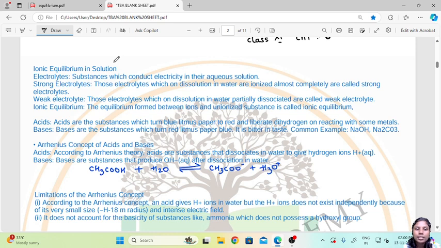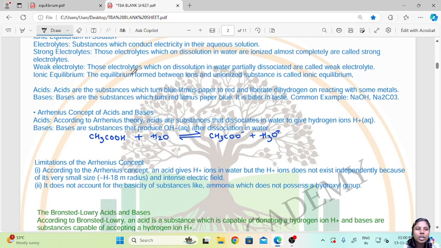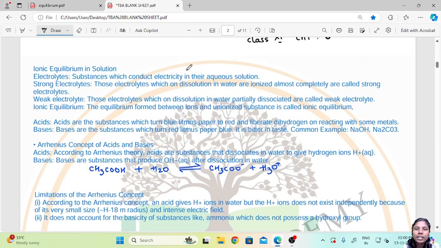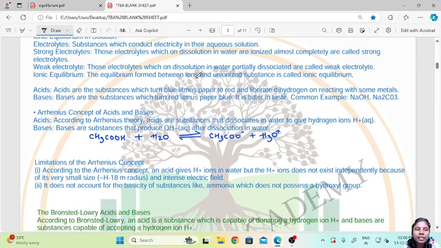Electrolytes are substances which conduct electricity in their aqueous solution. So if the solution is in aqueous medium and it is conducting electricity, then we call them electrolytes. The ones which do not conduct electricity in aqueous solution are called non-electrolytes. Now electrolytes are further divided into two more categories, the strong electrolytes and the weak electrolytes.